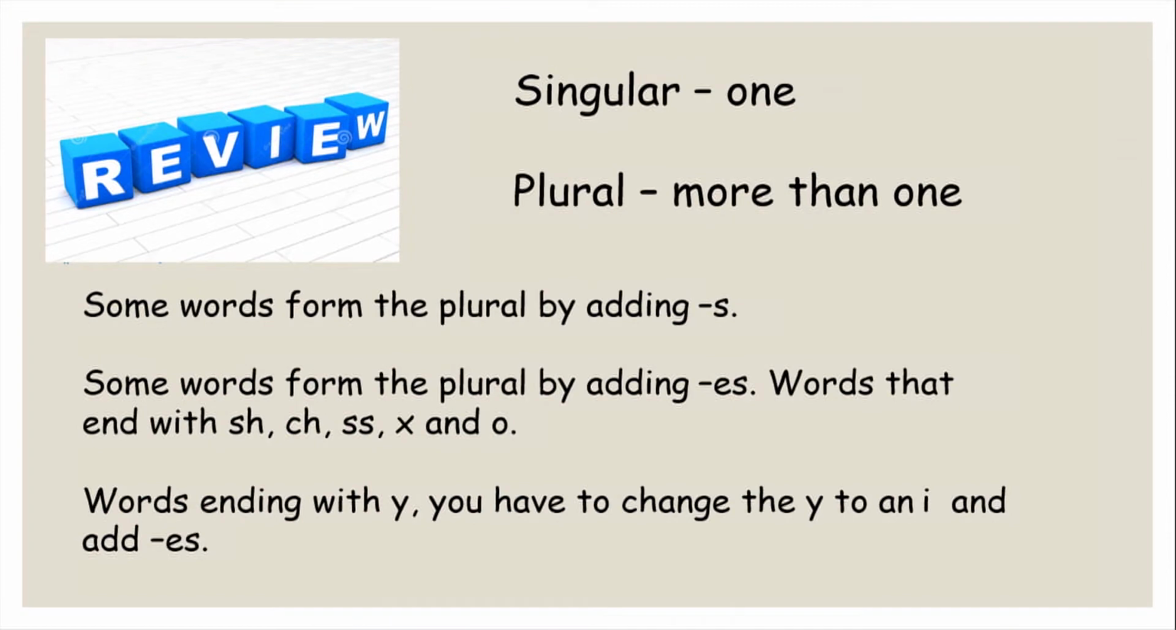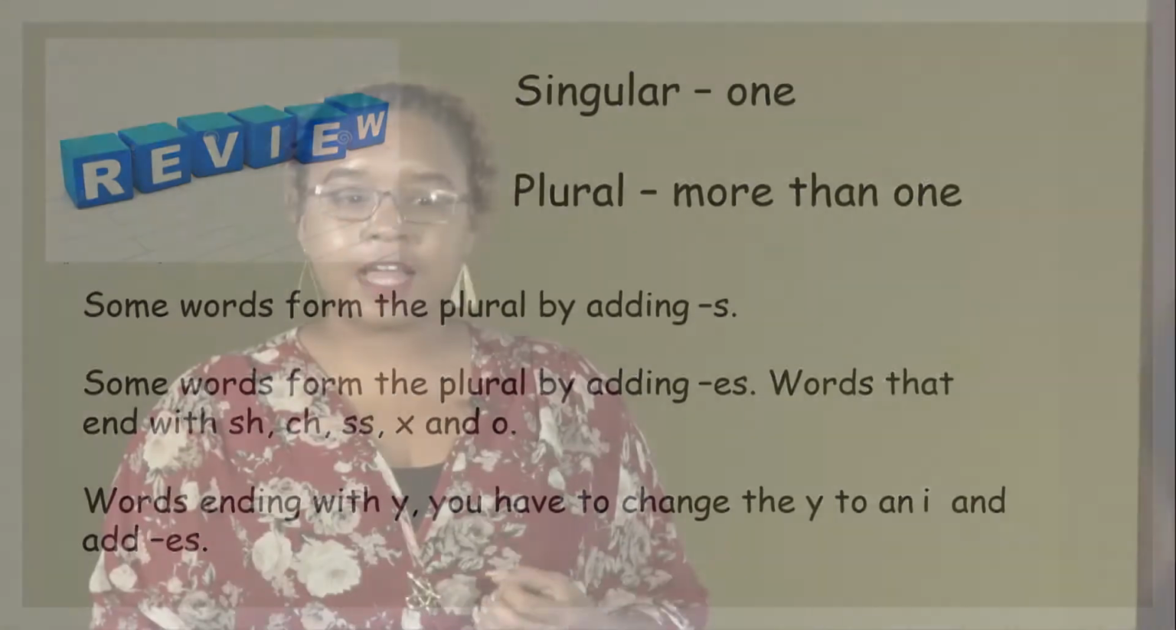So some words form the plural by just adding s. Some words form the plural by adding es. These words end with sh, ch, ss, x, and o. And the final rule we did last class was some words ending with y, you have to change the y to an i and add es. So let's go over these rules. Let's do a quick review before we move on to the other two rules.